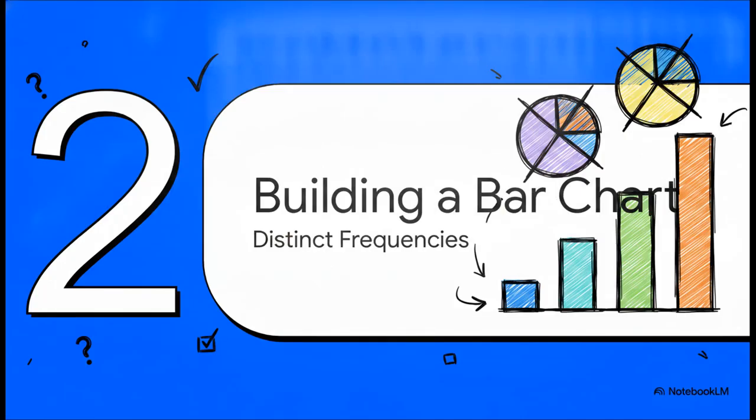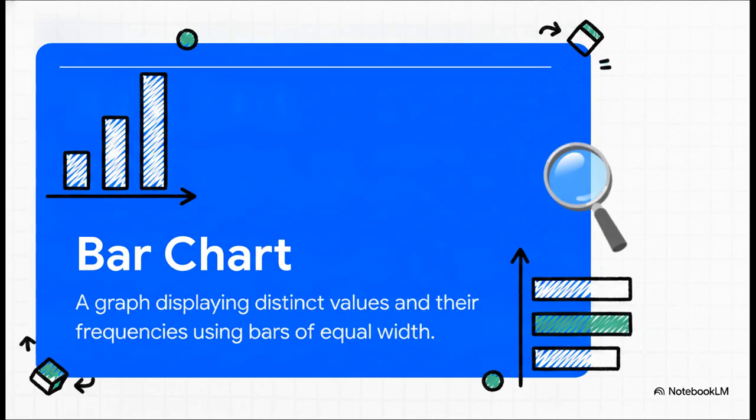Moving right along to Section 2, building a bar chart, where we display distinct frequencies. Now, sometimes we really don't care about the whole pie. We don't need shares. We just want clear, raw counts. Enter the bar chart. Now, the technical definition says it displays distinct values on one axis and frequencies on the other. But let's simplify that.